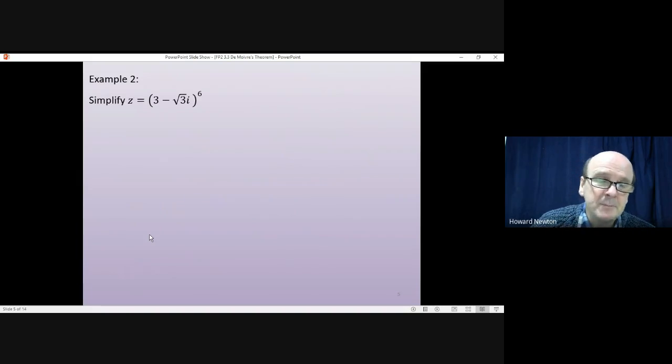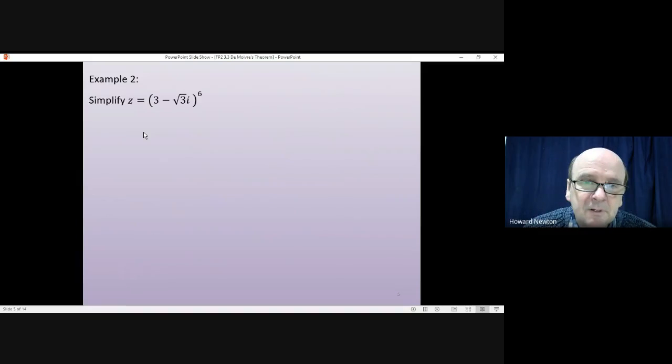Okay, second example. We've got a complex number written in Cartesian form, 3 minus root 3 i. We need to do it to the power of 6. First of all, we'll need to change the complex number into modulus argument form. So you need to find r, we need to find theta. I'll let you have a go yourself first. Pause the video, come back to me again when you're ready.